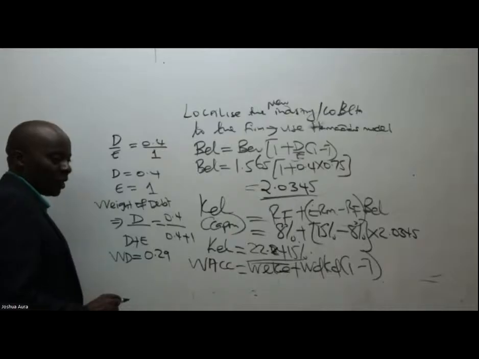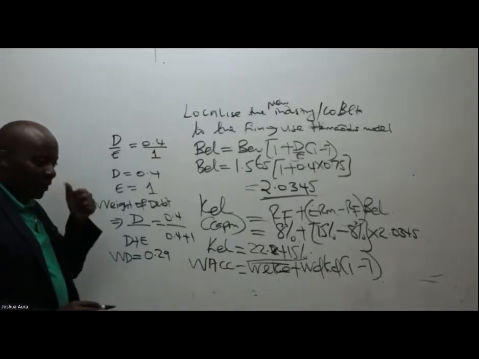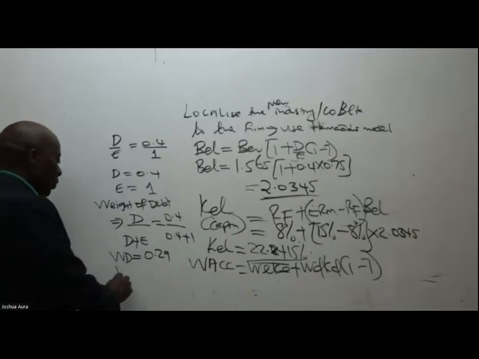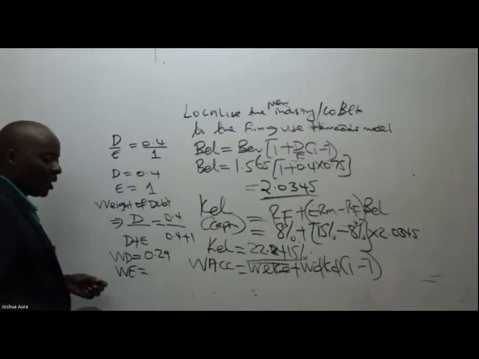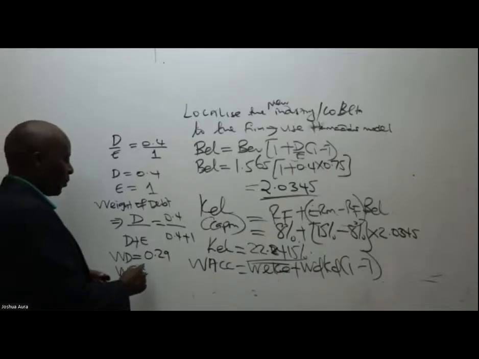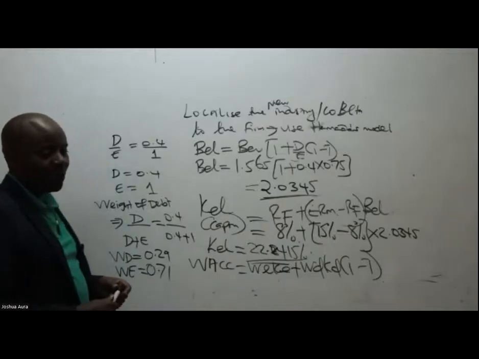What about the other students? What are they able to get as the weight of debt? 0.29. So then what is the weight of equity? The weight of equity is 0.71. Thank you very much.